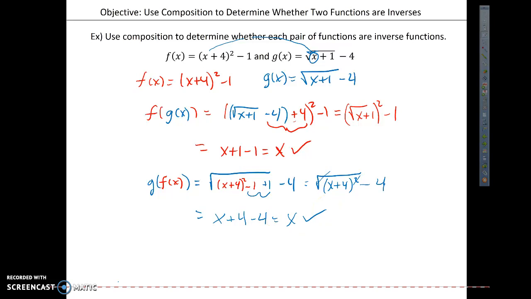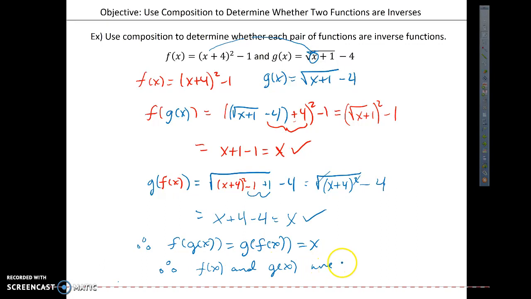So both of these compositions were equal to x. So I have f of g of x is equal to g of f of x, which is equal to x. So therefore, f of x and g of x are inverse functions.